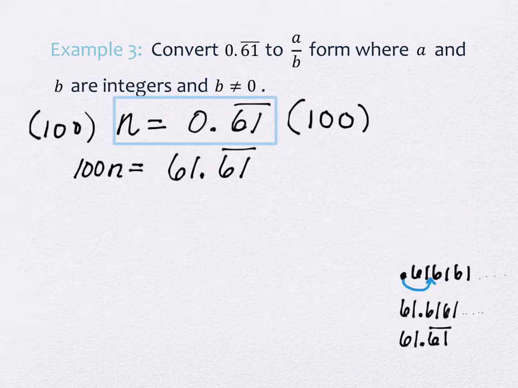I need only whole numbers, right? Only integers. And right now I still have decimals involved. So there's one intermediate step that I need to do. What I've boxed in blue right now is a relationship. n is equal to 0.61 repeating.